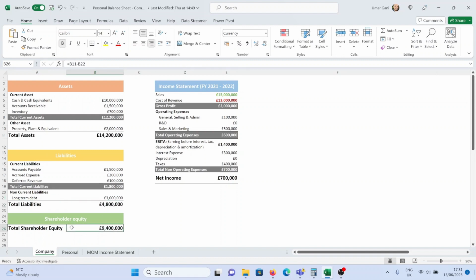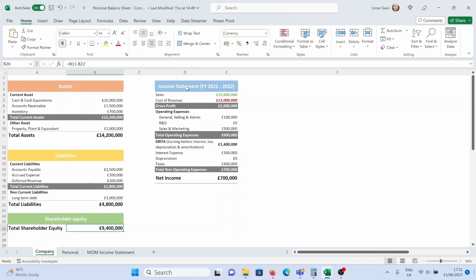Shareholders are the owners of the company, the equity owners of the company. Shareholder equity is calculated as total assets minus total liabilities, which is 9.4 million. That is 14.2 million minus 4.8 million. I hope that is clear so far.